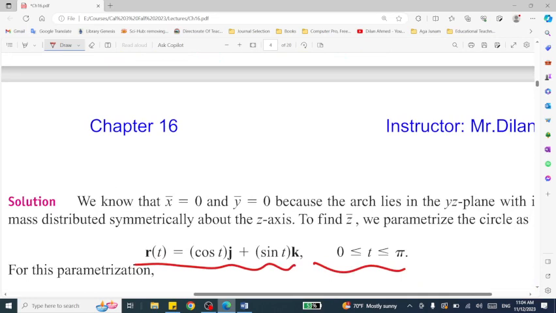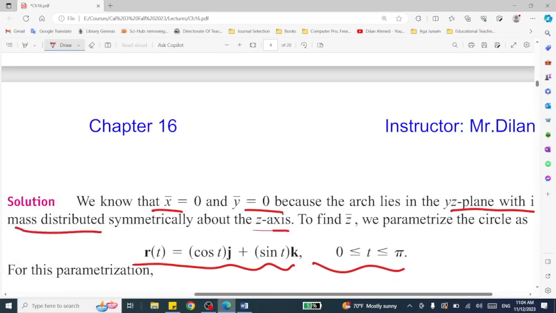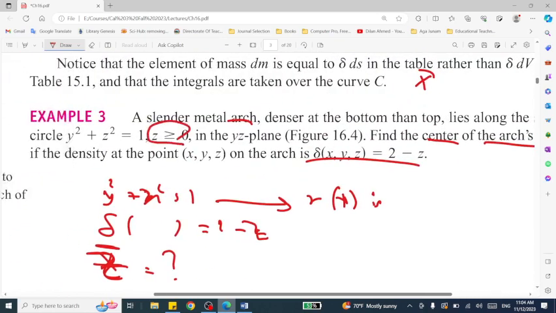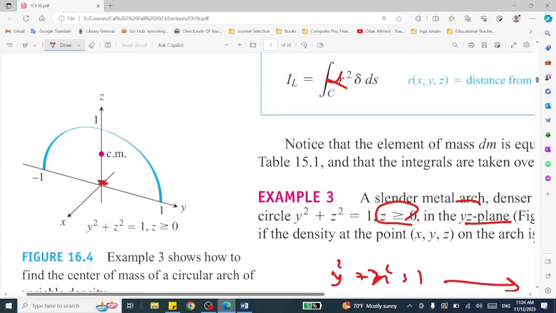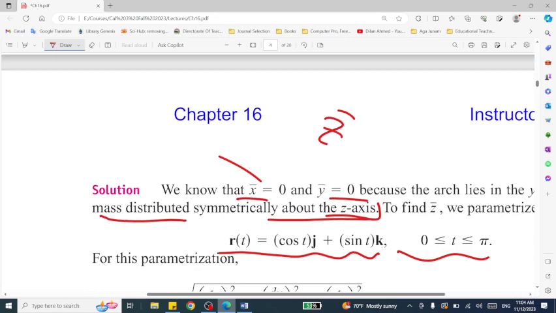how to find it. It is zero, because the arc lies in the yz plane with what mass along the z axis. In the yz plane, x is zero. So clear, center of mass.